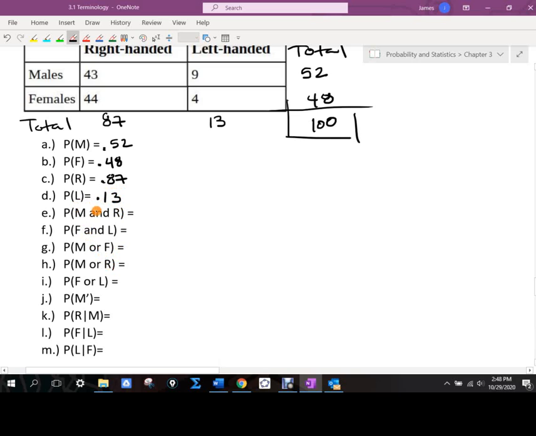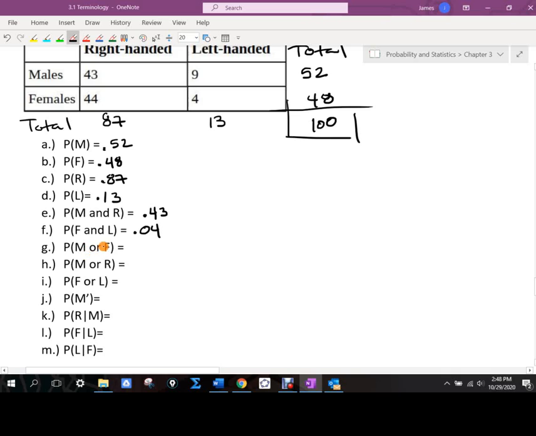Okay. Now, probability of being male and right-handed. So now it's the intersection of the male row and the right-handed column. So 0.43. Okay. Probability of being female and left-handed. 0.04. It's just that one now, right? It's the intersection of the female row and the left-handed column. So 0.04.